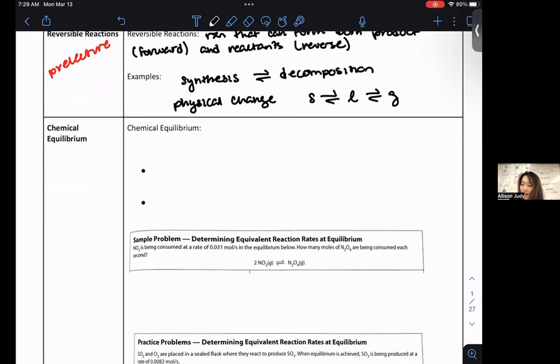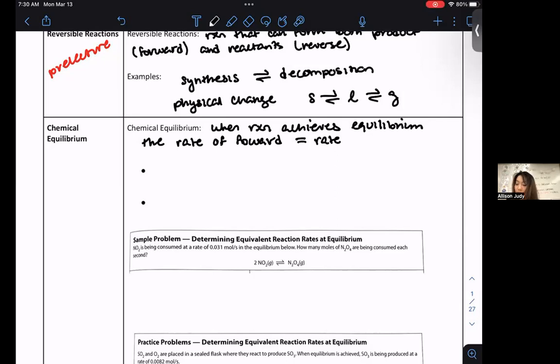So the status is that equilibrium is when the reaction achieves equilibrium, okay, the rate of the forward reaction, so the kinetic rate, right, the rate of reaction, the kinetic speed at which we are forming product, okay, is equal to the rate, the kinetic speed at which we are undoing or forming reactant, rate of reverse.